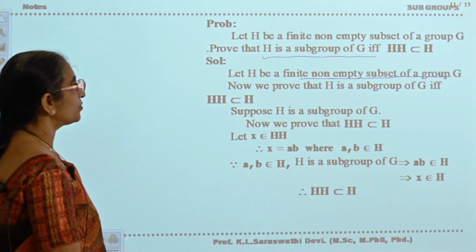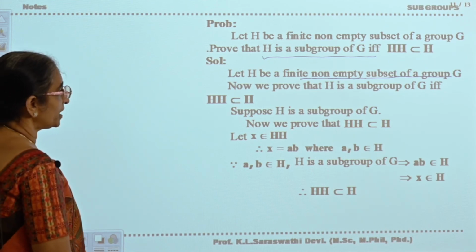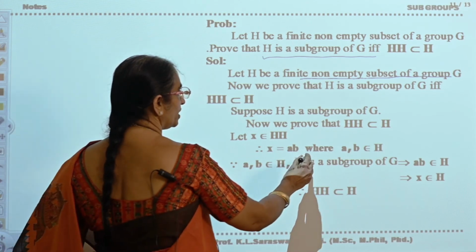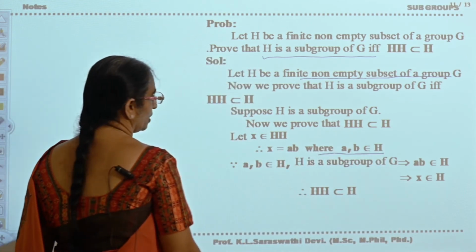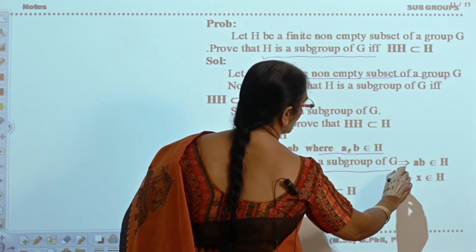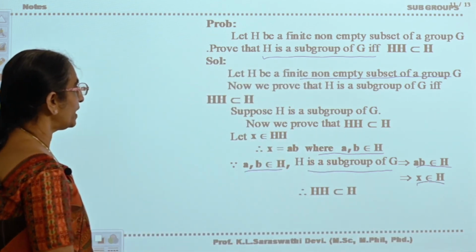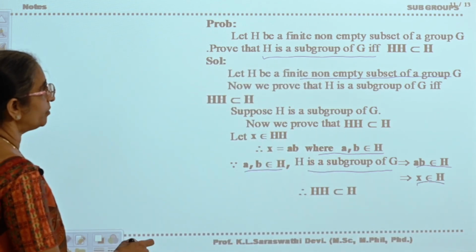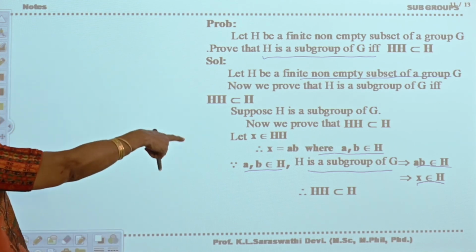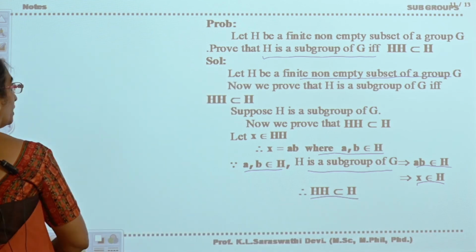If H is a subgroup of G, it means the closure property is satisfied. So X belongs to HH means X is equal to AB where A, B belong to H. Now A, B belong to H, H is a subgroup of G, AB belongs to H, therefore X belongs to H. Now you have taken X in HH and you are able to show that X is in H. Therefore HH is a subset of H. Is it okay or not? Now see.